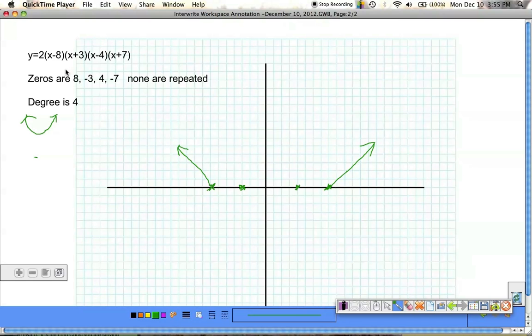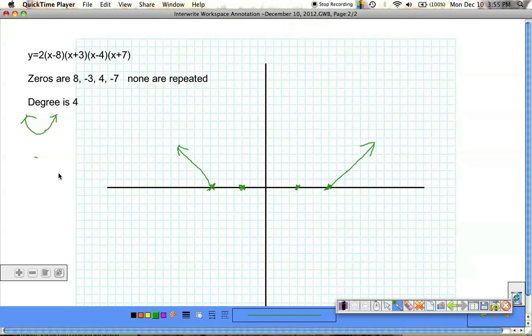I don't know that at x is 10, my function is actually equal to 2, though I could choose to plot those points. I can plot one point easily, and that's the y-intercept. When x is 0, I get 2 times negative 8, which is negative 16, times 3, which is negative 48, times a negative 4, which is 192, times 7. You get the idea. I would have a point way up here, I believe. I'm not going to worry about that for now. I'm looking for the shape.